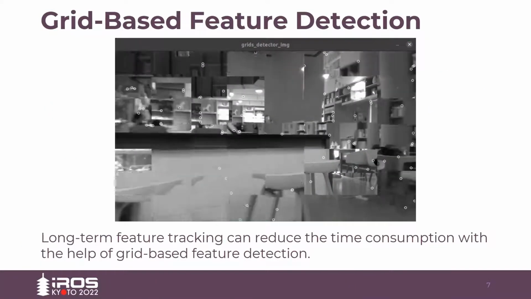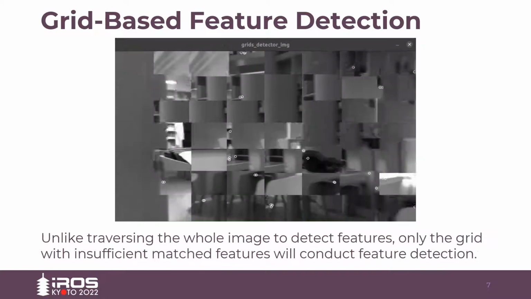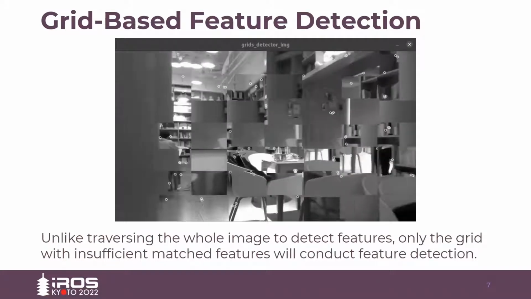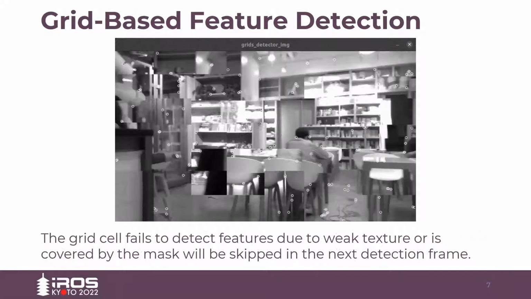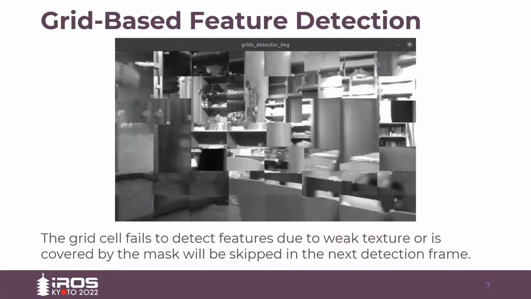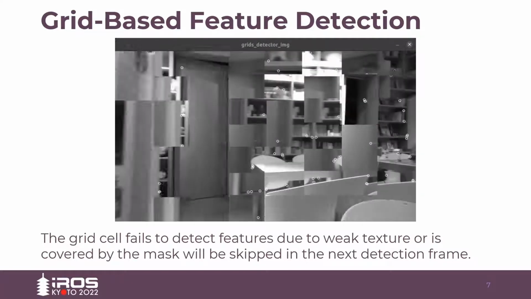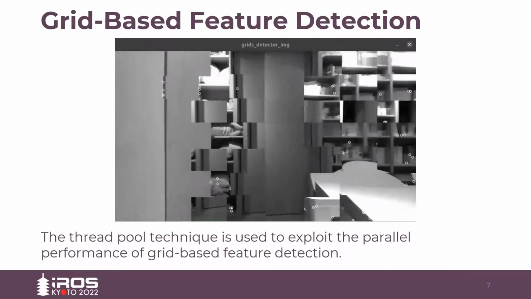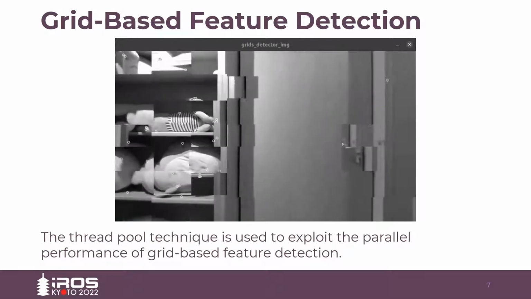Long-term feature checking can reduce the time consumption with the help of grid-based feature detection. Unlike traversing the whole image to detect features, only the grids with insufficient matched features will conduct feature detection. A grid cell that fails to detect features, due to rich texture or being covered by the mask, will be skipped in the next detection frame. A multithreading technique is used to exploit the parallel performance of grid-based feature detection.